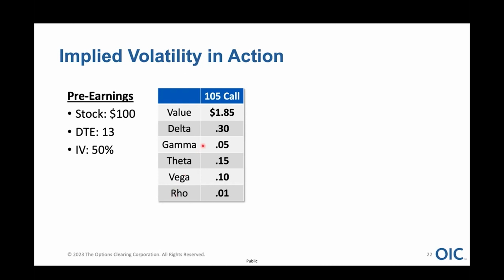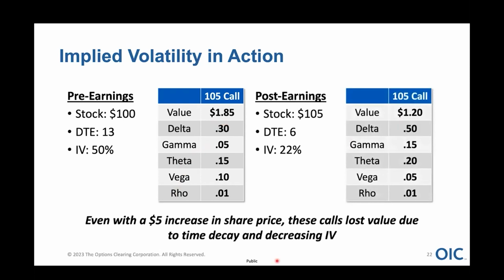So let's just say we are bullish on the stock. We decide to buy these calls for $1.85. Now fast forward a week later, the stock goes our way. The stock's up $5 on earnings. But look at the option. You're scratching your head, saying, hold on, with the stock up $5, how come this option is worth less than what I paid for it? It's worth 65 cents less.